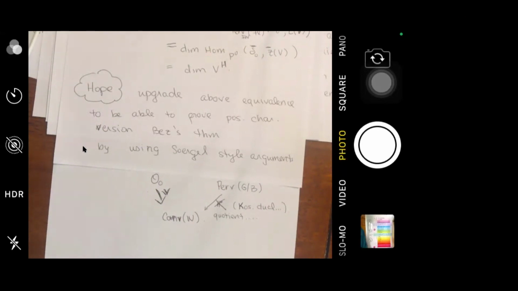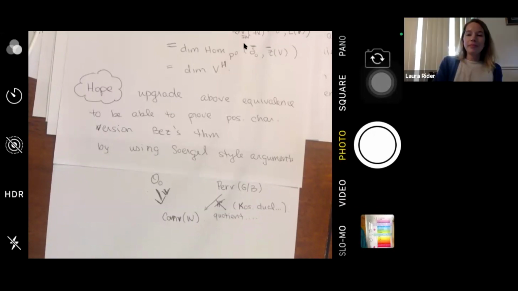May I? Yes, go ahead. So I remember Roman Bezrukavnikov giving talks where this kind of result, the final result, was a theorem. Maybe you could comment on that. Well, I'm sure in his mind it is a theorem, but it's not written down.